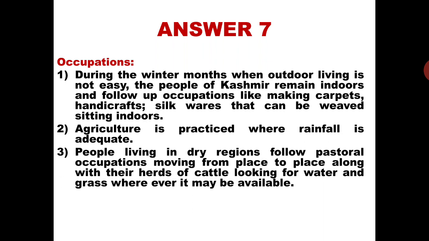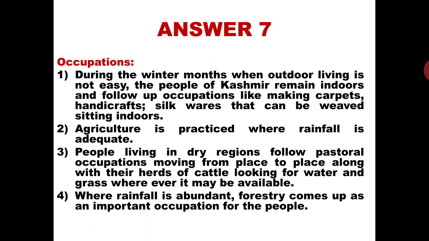Agriculture is practiced where rainfall is adequate. People living in dry regions follow pastoral occupation, moving from place to place along with their herds of cattle, looking for water and grass wherever it may be available. Where rainfall is abundant, forestry comes up as an important occupation for the people.